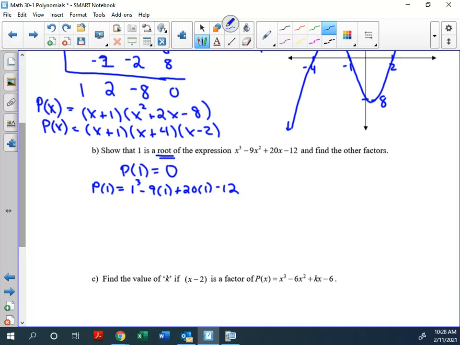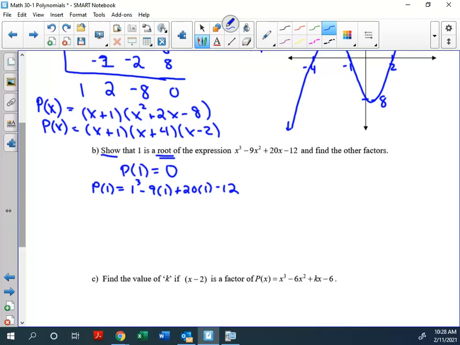Why do you write this one out when I didn't write out the other ones? And I said it wasn't necessary. What's the different wording in this question that tells me I need to write it out? Show. Which means I want to see what you did. So there's a little subtle difference in the instructions that we need to pay attention to.